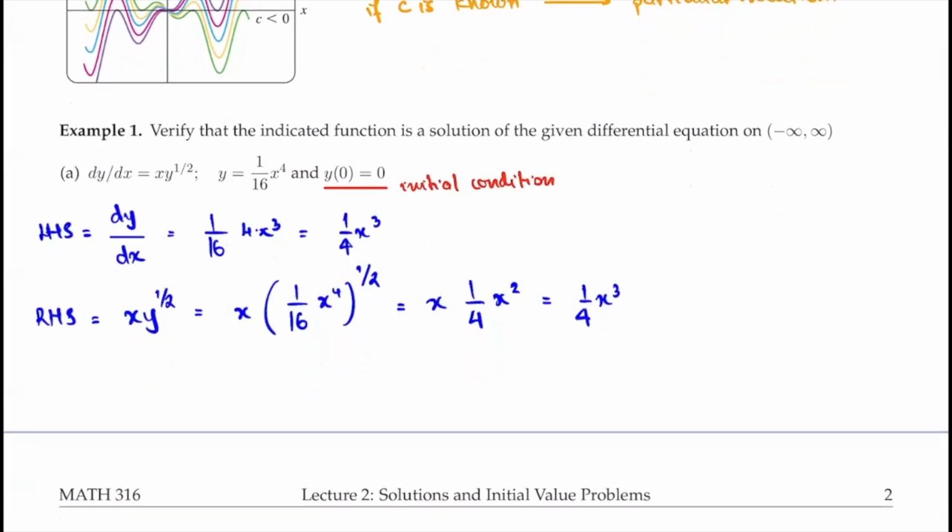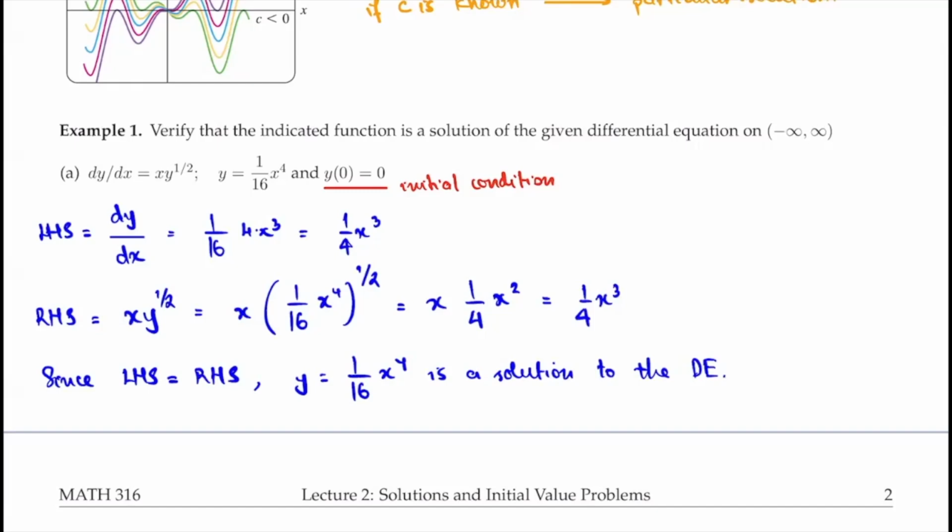This calculation shows that the left-hand side is equal to the right-hand side, and therefore you conclude that the given function satisfies the differential equation. So since the left-hand side equals the right-hand side, y equals 1 over 16 times x to the fourth is a solution to the differential equation.